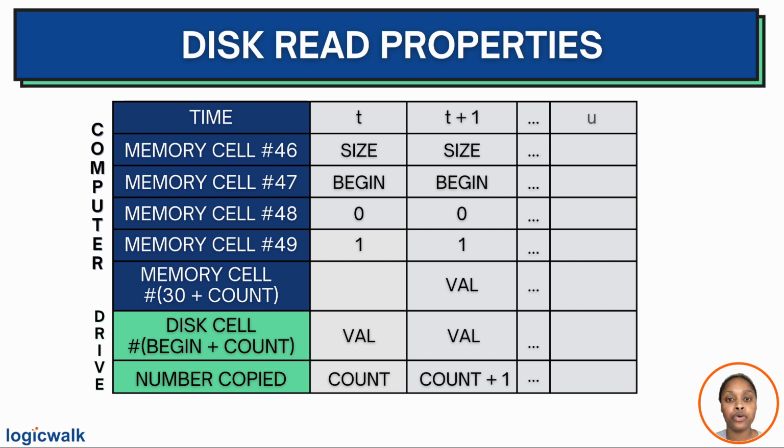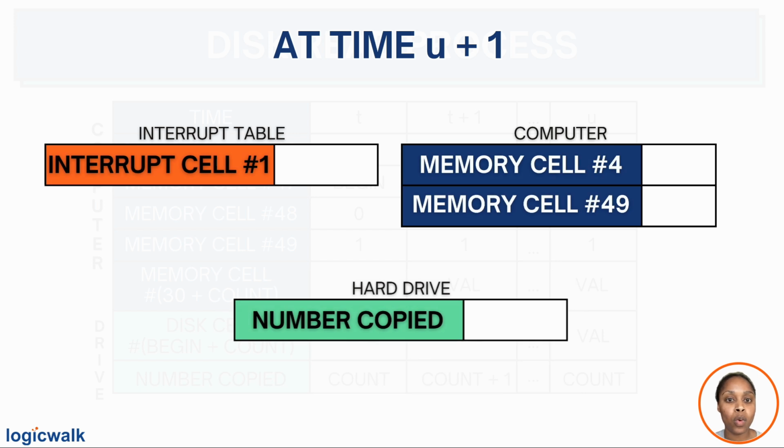Later at some time u, memory cells 46 through 49 hold the same value as time t, and the hard drive still has some value count in the number copied. If size equals count, essentially when the disk has finished copying all requested data, then at time u plus 1, interrupt cell 1 is set to 1, signaling the computer that the read is complete. The computer's program counter at the moment, which we'll call PC, is saved into memory cell 4. Memory cell 49 resets to 0, and the hard drive's number copied resets to 0.